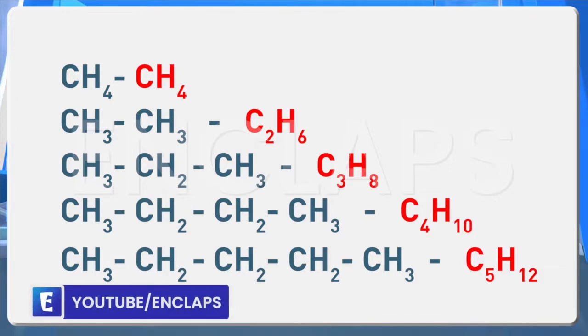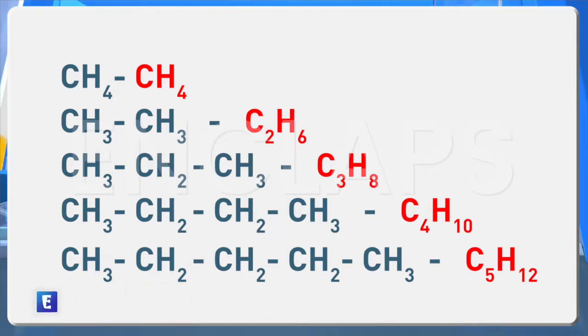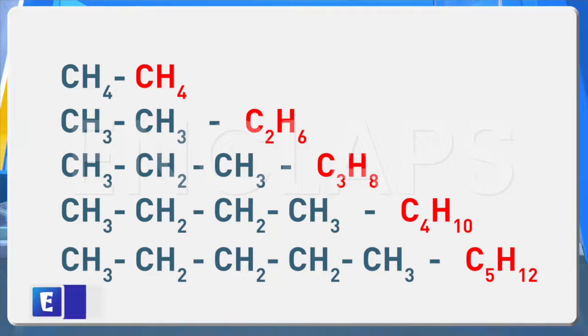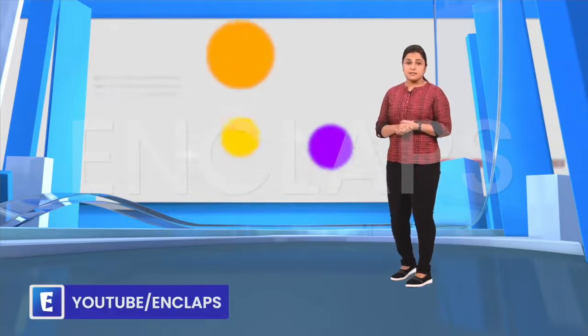Second one, CH3 CH3, that means C2H6. Third one, CH3 CH2 CH3, that is C3H8. Fourth one, that is C4H10. The fifth one, that means C5H12. Then analyze their molecular formulas.